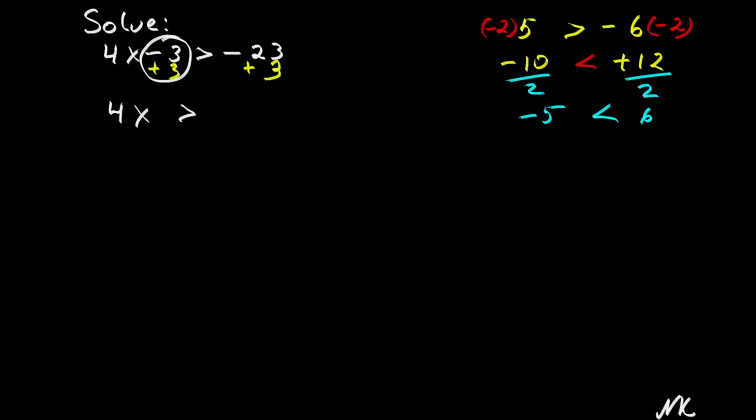Different signs, we look for the difference. We have more negatives, so the difference is negative, and the difference between 23 and 3 is 20. X is being multiplied by 4. The inverse is to divide by 4. 4 and 4 will cancel and we get x is greater than negative 20 divided by 4, which is negative 5. So this is our solution.